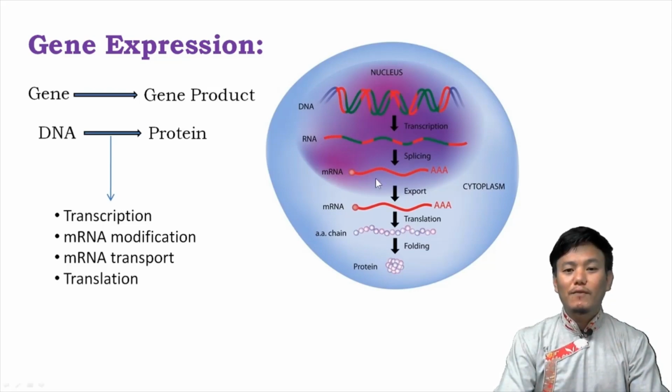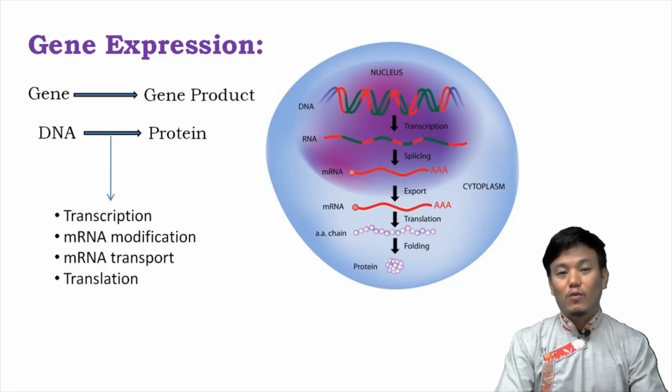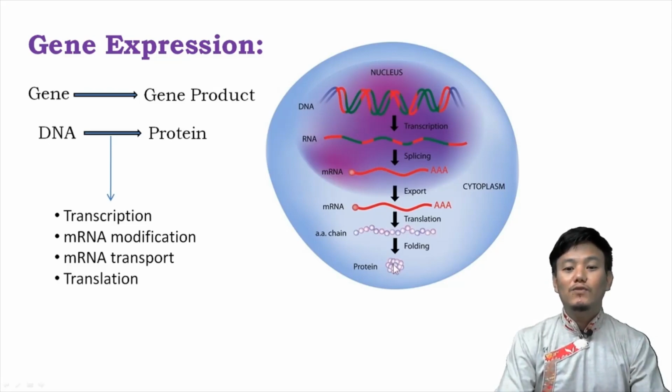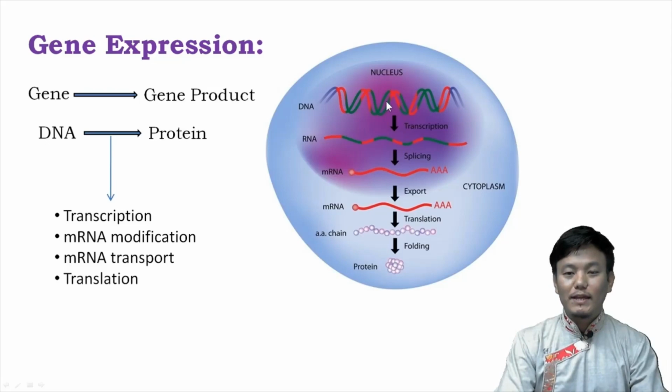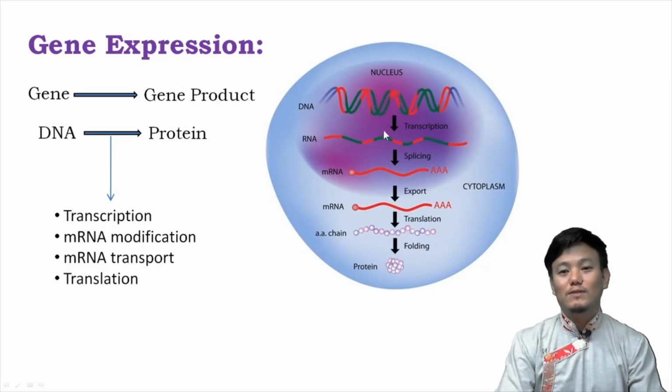This mature mRNA, which is formed inside the nucleus, needs to be transported outside into the cytoplasm, where it will bind with the ribosomes, the protein factory, and synthesize an amino acid chain. The amino acid chain will undergo certain modifications like folding, and it will lead to the formation of a functional protein. So from the gene, that is DNA, till the formation of a functional protein, that is called gene expression.